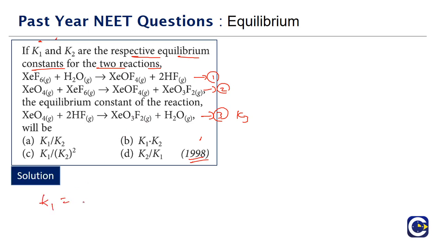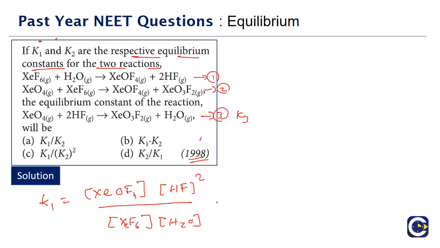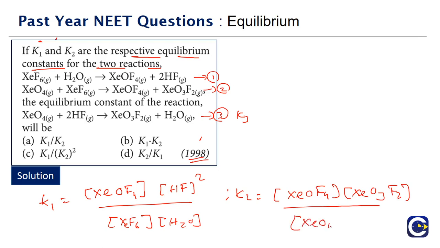So we will just simply write down what are the values of K1 and K2. So what is K1 value? K1 value will be the product concentrations raised to the powers divided by the reactant concentrations XeF6 into H2O. Okay. So all are gases. That is K1. So what is K2? K2 will be what? XeOF4 concentration into XeO3F2 divided by XeO4 concentration into XeF6. All we are doing is just writing down the equilibrium constant expressions.